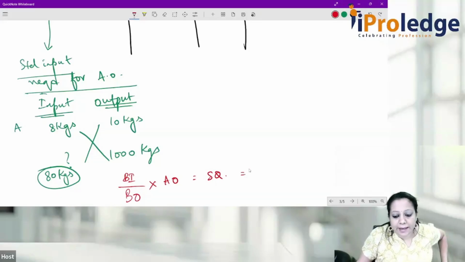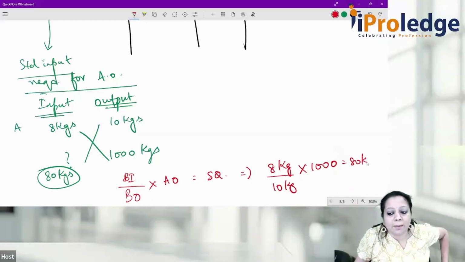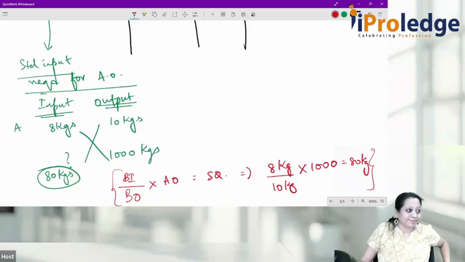So budgeted input is 8 kgs. Budgeted output is 10 kgs into actual output 1000. Same logic, no? You will get the same answer. It's about how you frame the words. I want you to remember both. It will be useful for different problems. In today's class also, you will witness we will not be able to do only with what I wrote in red or only with what I wrote in green. We need both. But green is a universal law. It can help you in any problem.